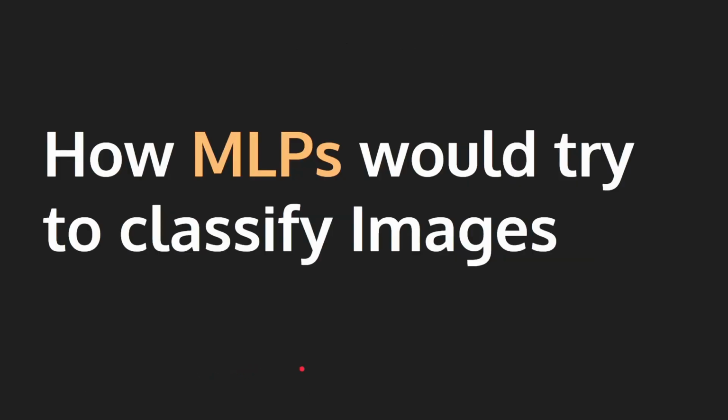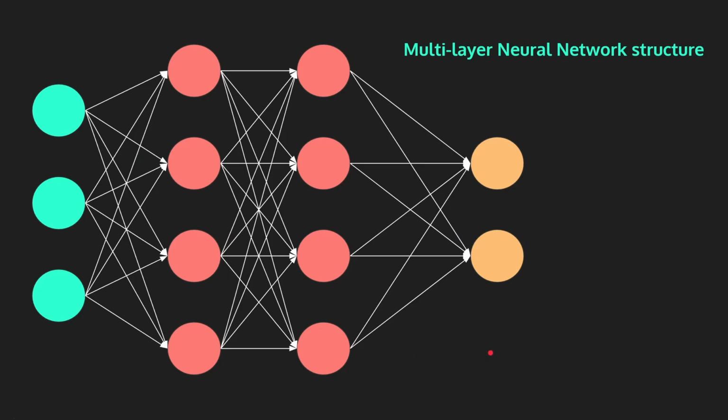So let's talk about how MLPs would try to classify images. How do we approach this problem using MLPs? This is our multi-layer neural network structure, our MLP structure. First we have neurons stacked on top of each other for each hidden layer. These red ones are hidden layers. These blue ones or green ones are input layers and these are output layers.